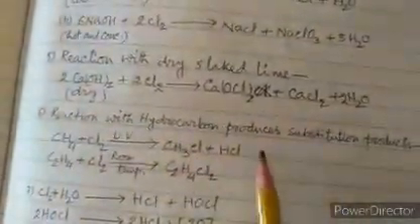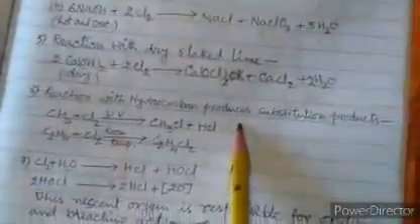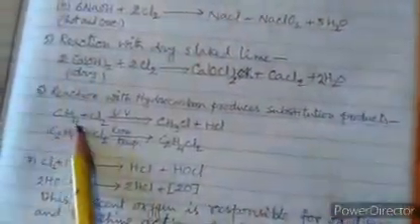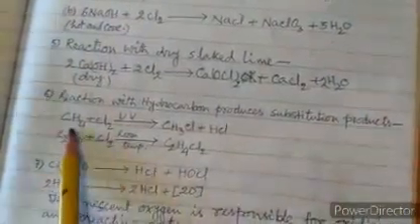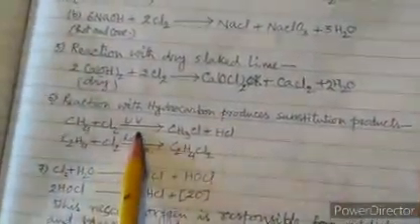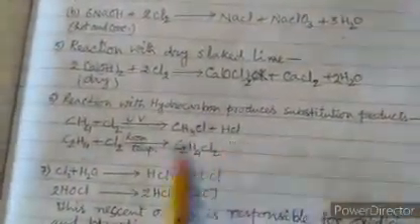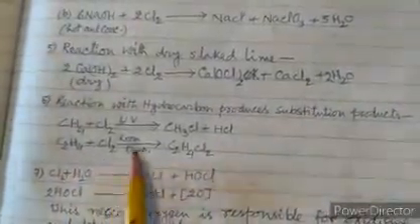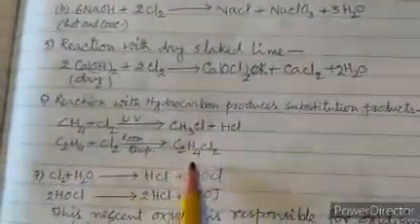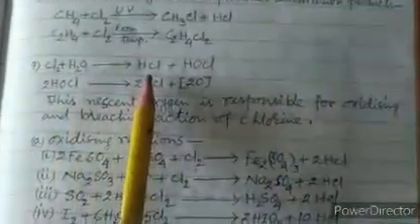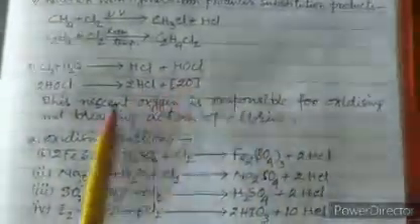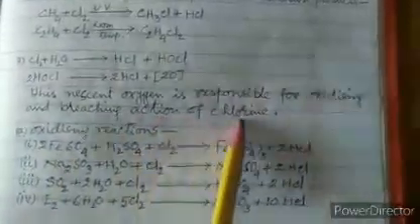Reaction with hydrocarbon produces substitution products, such as methane plus chlorine in presence of UV light produces CH3Cl plus HCl. C2H4 plus Cl2 at room temperature produces an addition product. Chlorine with water produces HCl and HOCl. This HOCl produces HCl and nascent oxygen. This nascent oxygen is responsible for the oxidizing and bleaching action of chlorine.